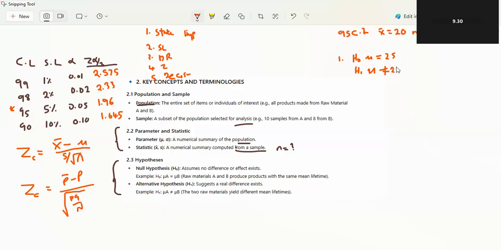Step two, state the level of significance. At 95%, what is our level of significance? 5%. It's a small percentage from 100. Okay? So significance level is 5%. So at 5%, what is our Z? Our Z is 1.96. So this is what we use in making our decision rule.